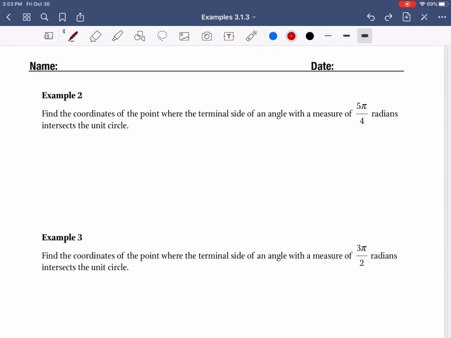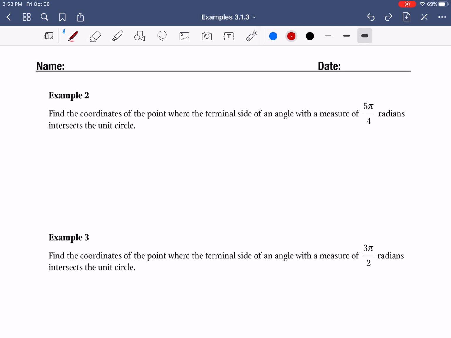All right, example 2 says find the coordinates of the point where the terminal side of an angle with a measure of 5 pi over 4 radians intersects the unit circle. So we want coordinates, so we're going to try to find x, y coordinate pairs. First thing we're going to do is draw our picture on the unit circle. Since I'm going to have to cut my circle into little pieces, I'm not going to draw the y-axis because it just gets in the way.